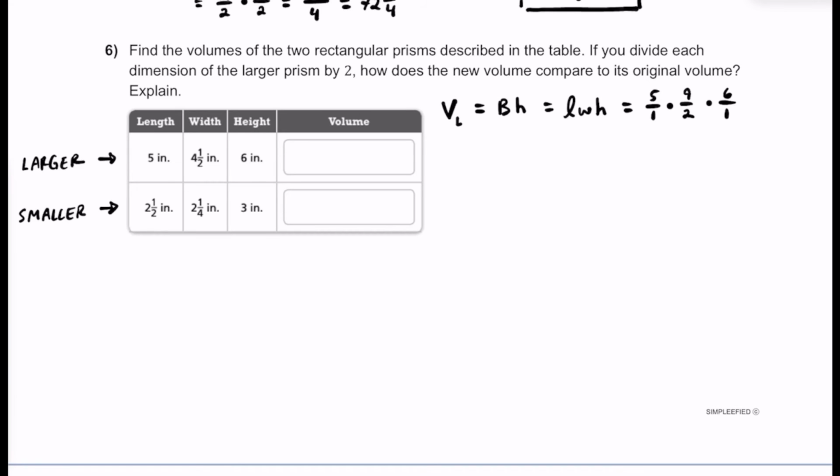Okay, now if you want to simplify first, you can. So the 2 and 6, you can divide them both by 2, and so we're going to end up with a 3 here. And then if we go ahead and look, all the denominator values are 1, so that's kind of nice. So we're not going to have a fraction answer.